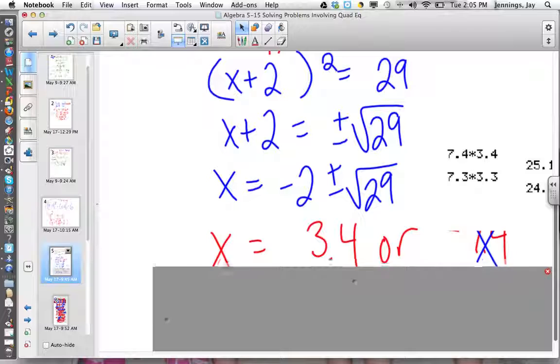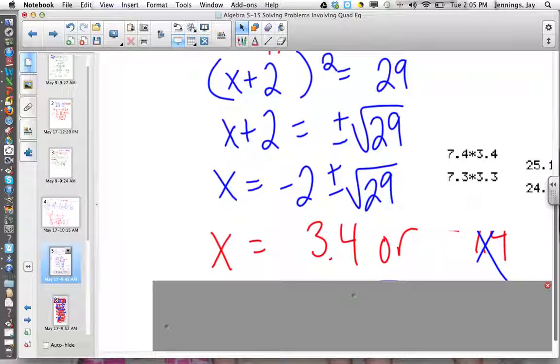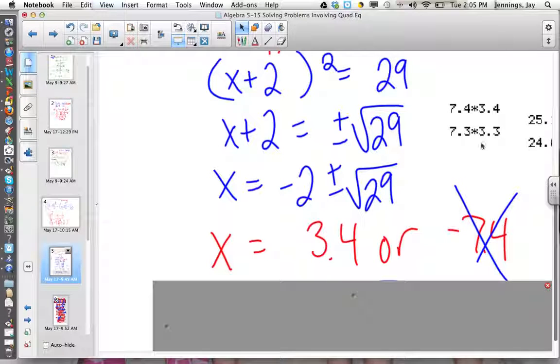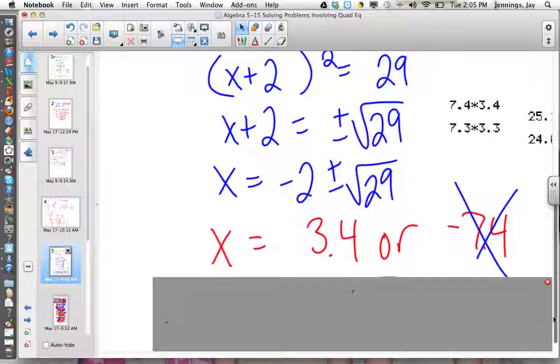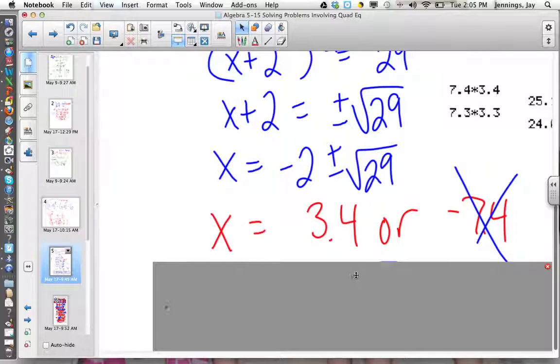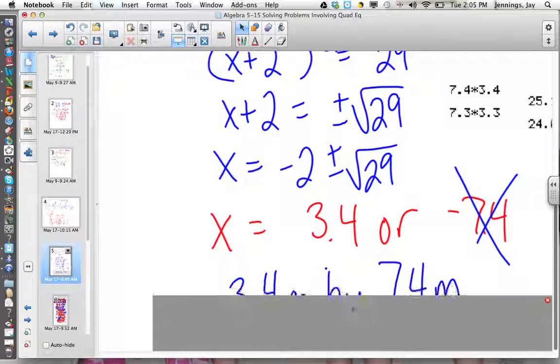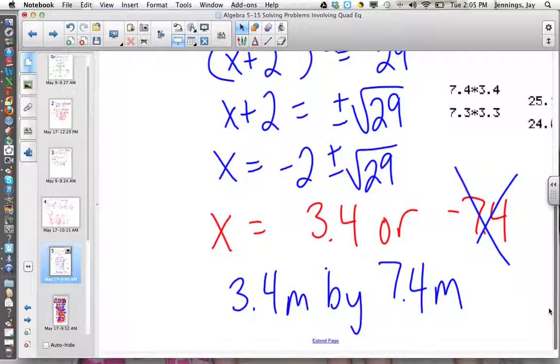Then we need to get the answer. So this is going to be negative, so I have to cross that out. It would not make sense for a sign length. And then I have to answer the question. They wanted the length and the width in terms of meters. So we have 3.4 meters by 7.4 meters.